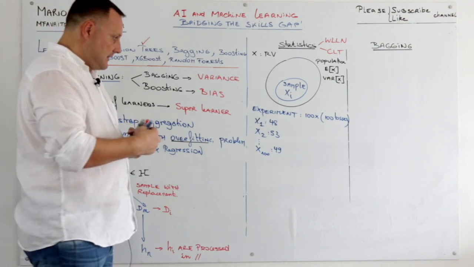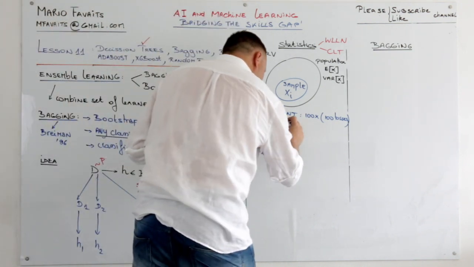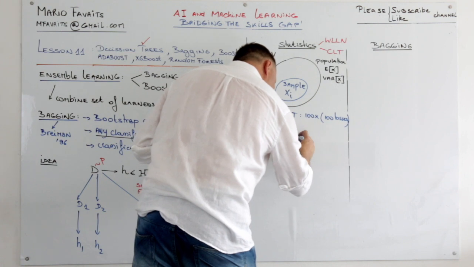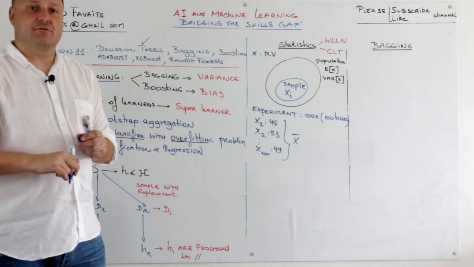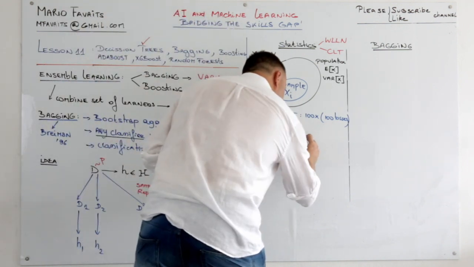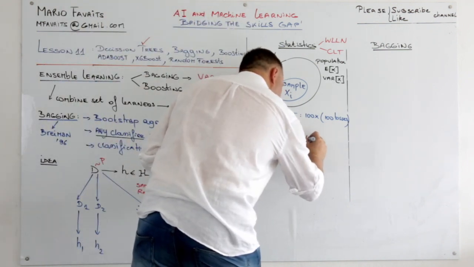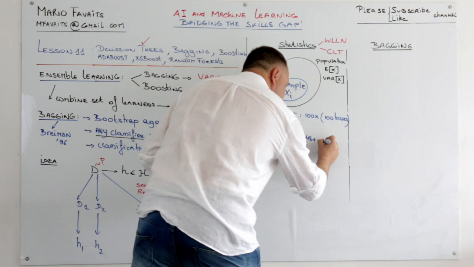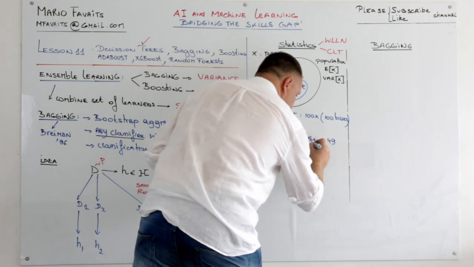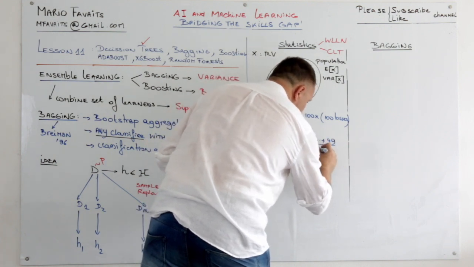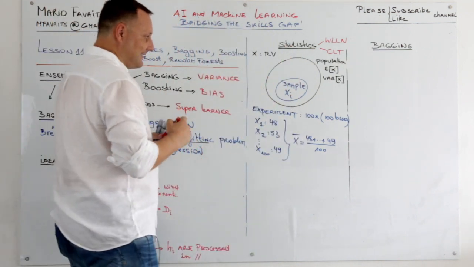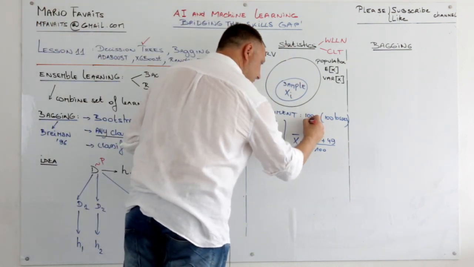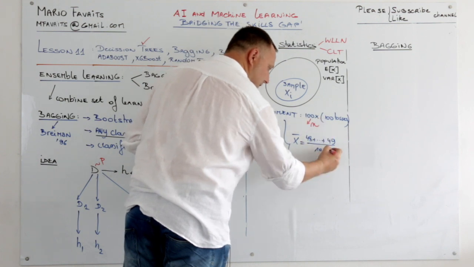Now what we're going to do is calculate the sample mean. It's the average of the sample: the number of heads, 48 plus ... plus 49, and we divide it by 100 because we've done 100 tosses. So this is your n.